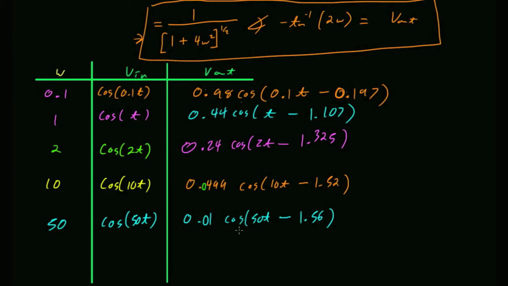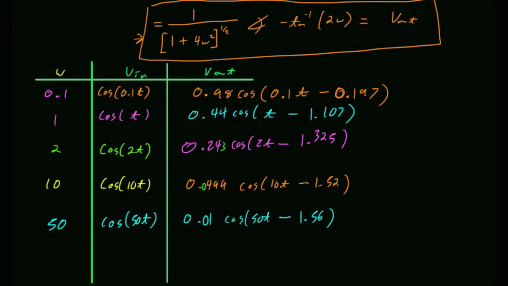You got 2t? Talk to me. 0.243 cosine 2t minus 1.326. Okay, confirm, deny. We're getting a thumbs up. Good. Yes, good. All right.